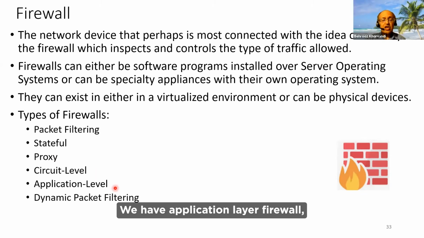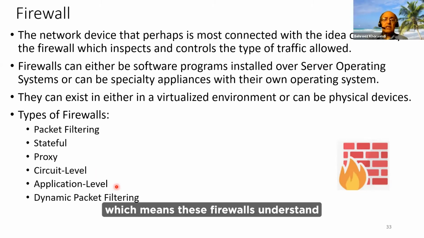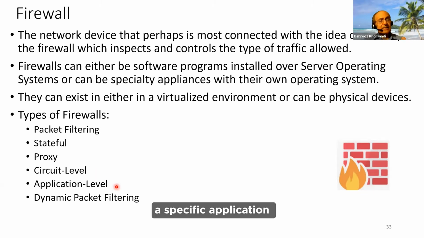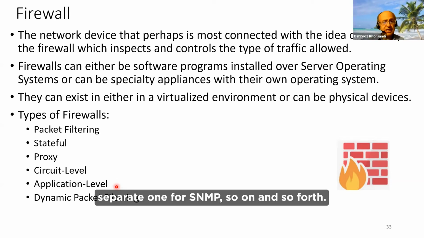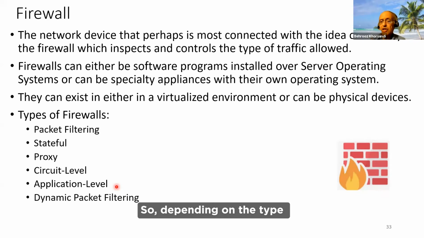We have application layer firewall, which means these firewalls understand specific application syntax, application commands. So that means there is a separate application layer firewall for SMTP, a separate one for FTP, a separate one for SNMP, and so on and so forth. So depending on the type of applications you run, you have to enable or invoke the appropriate application layer firewall.